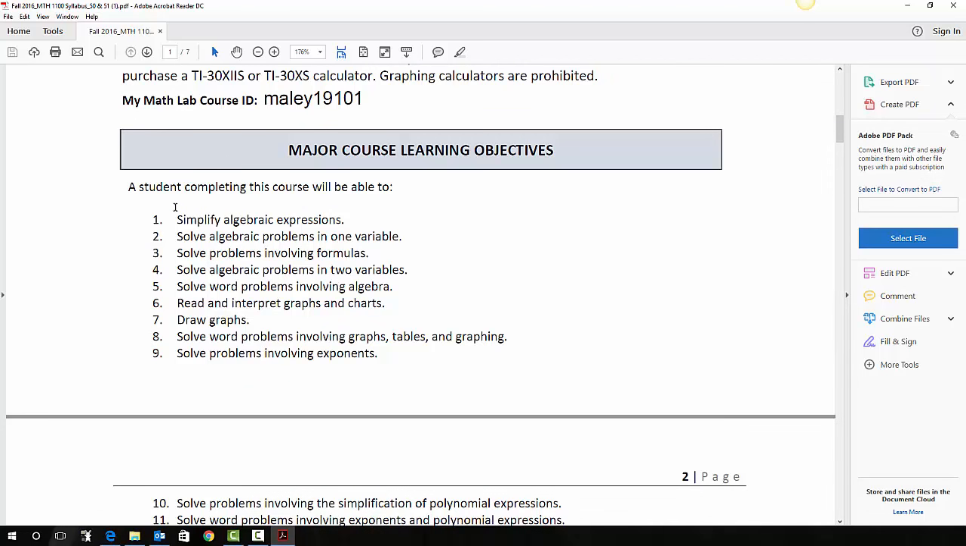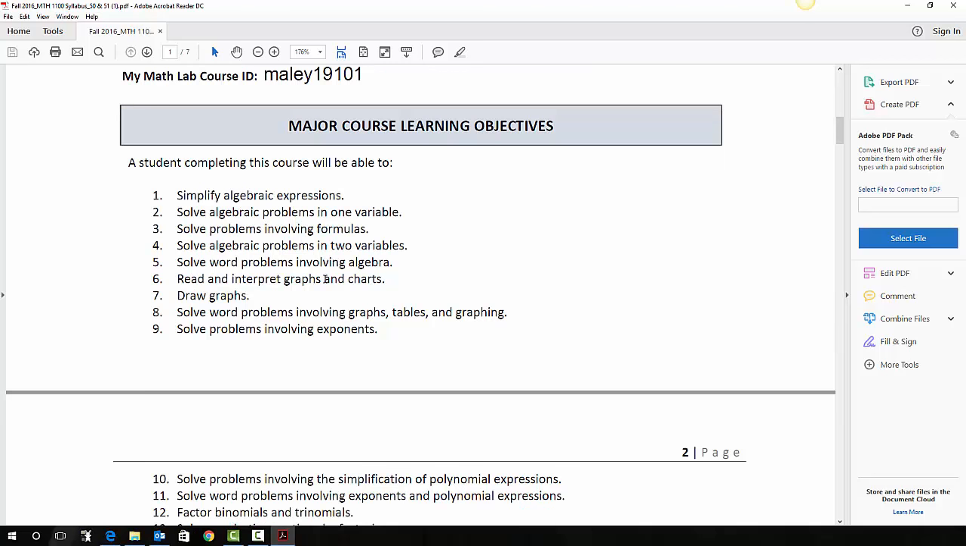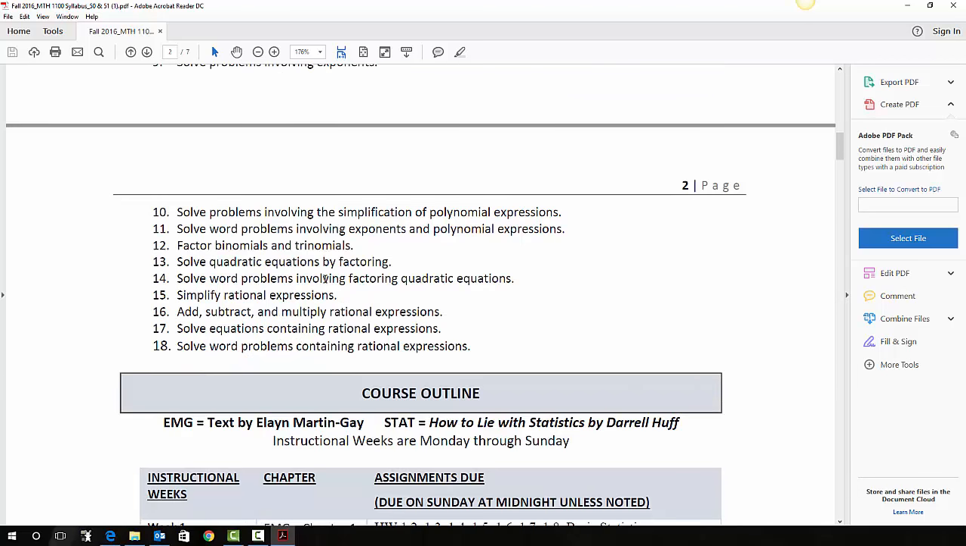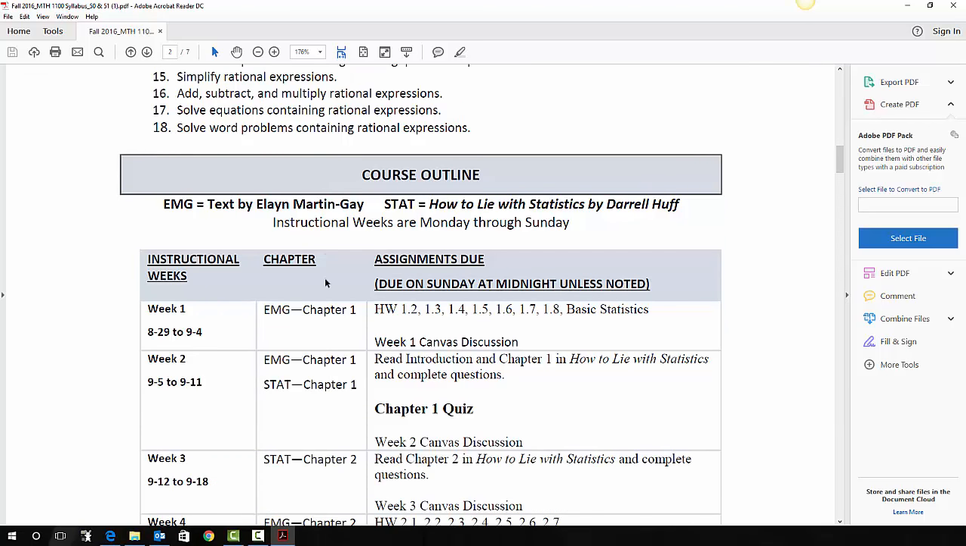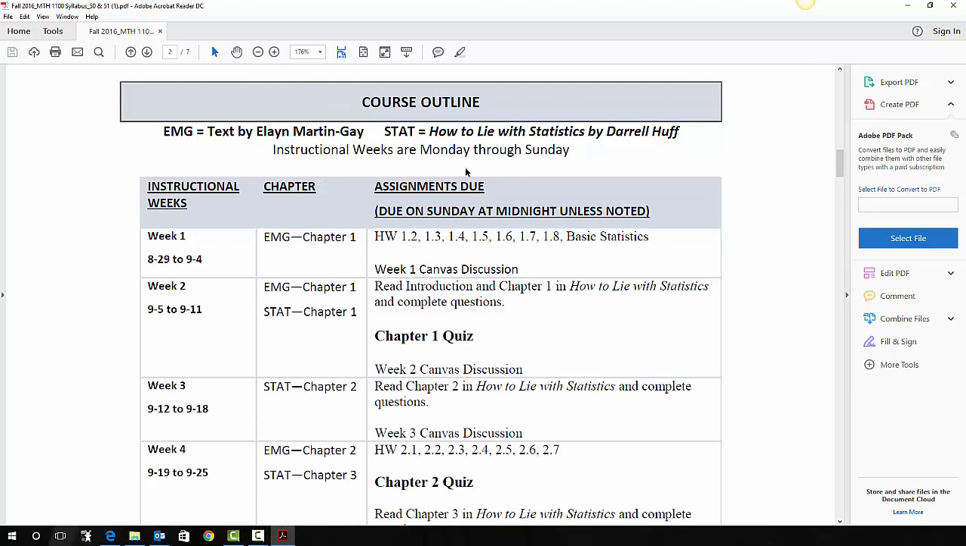And then here you can read over the major course learning objectives. These are objectives that will be covered in the course, so I'll let you read over those. And then we get to the course outline. Just note here that EMG I'm identifying to be our Lial, Martin-Gay text, so the Pearson text. And then STAT signifies the How to Lie with Statistics book.